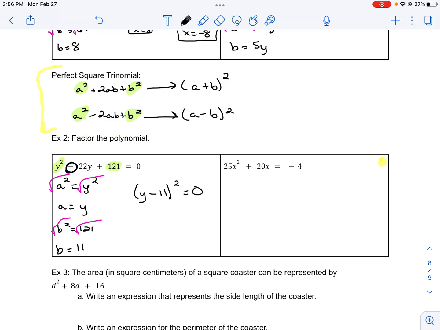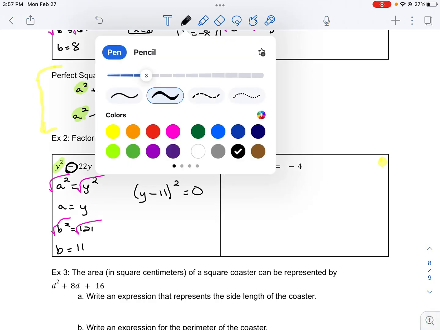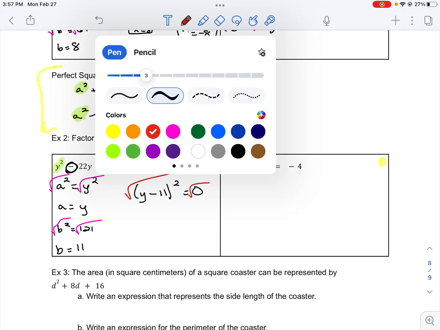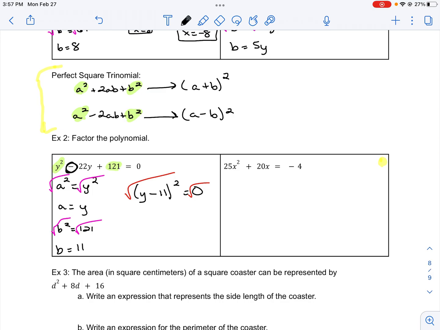Now we actually have to solve this. No, it doesn't say to, but let's go ahead and do it anyway because you guys can do it. So the square, we square root it, doesn't really affect us at all because the square root and the square cancel, so we're left with y minus 11 equals 0. Add the 11 over, y equals 11. So again, didn't ask us to solve, but we're going to be extra.